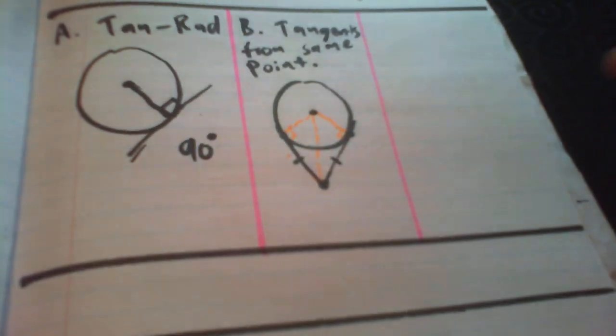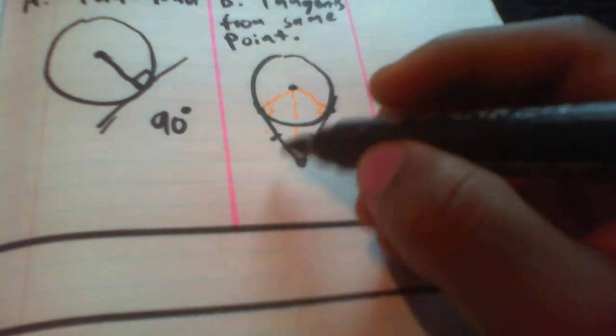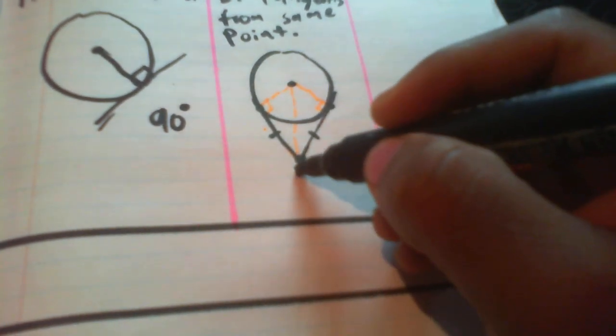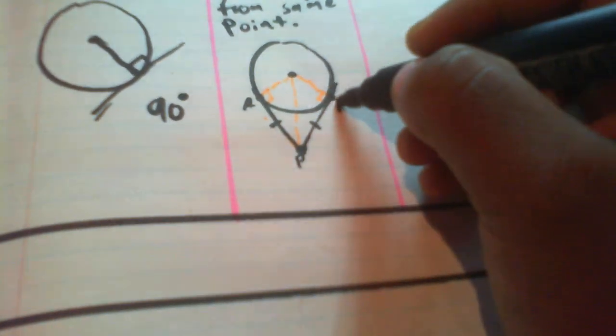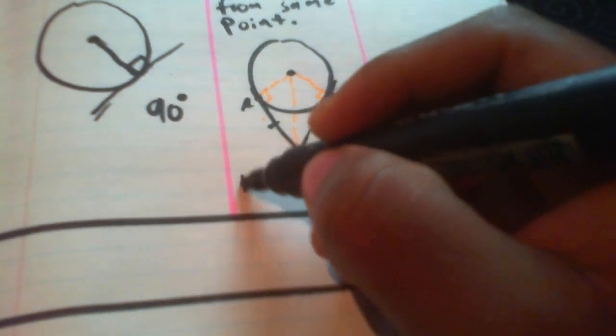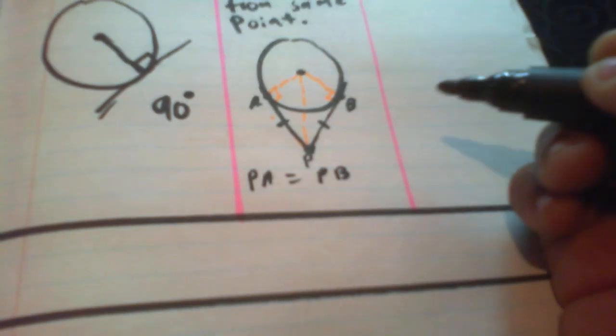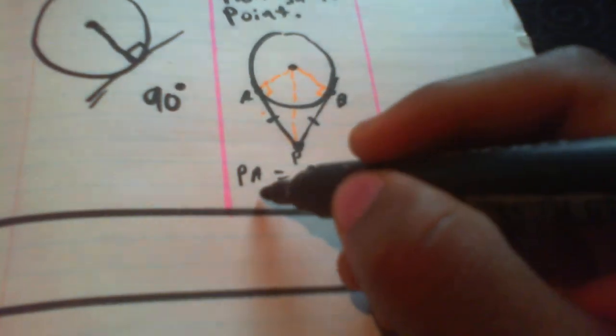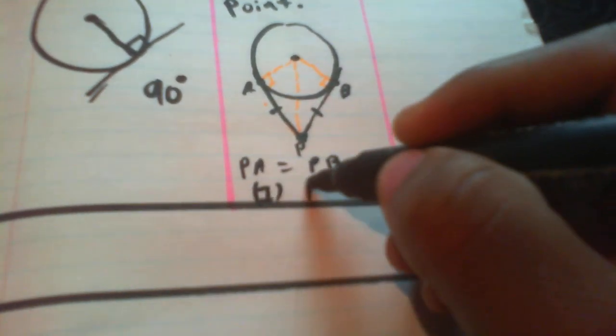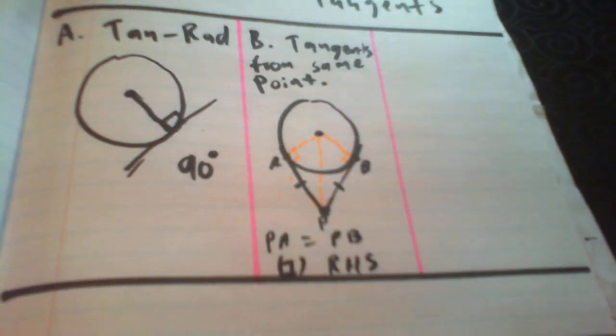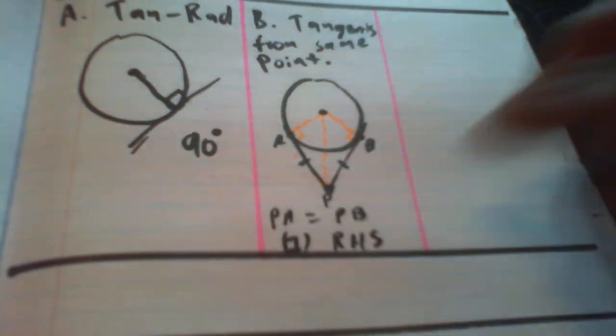I won't get into that too much. It's just that I will say point P. I'll name this one A. I'll name this one B. I'll say that PA is equal to PB. And we use RHS to prove this one.